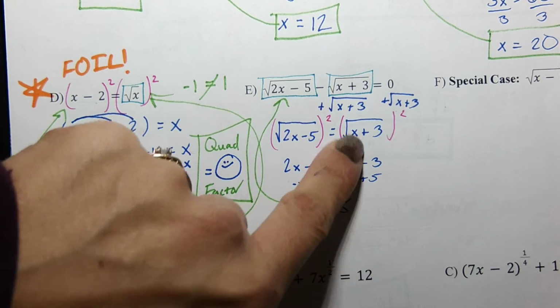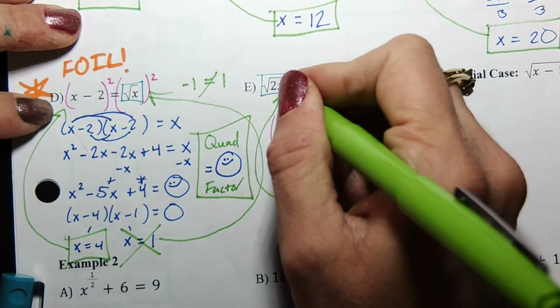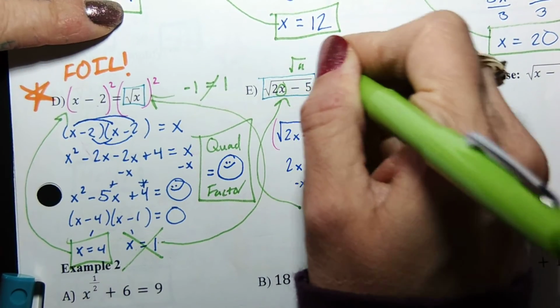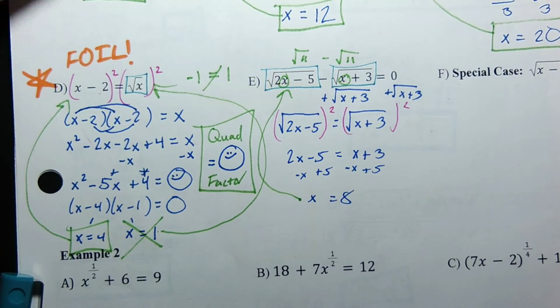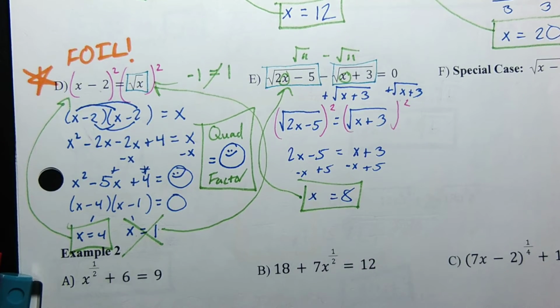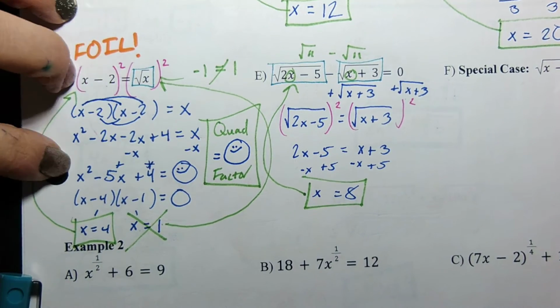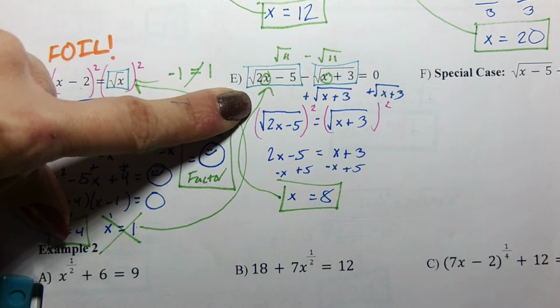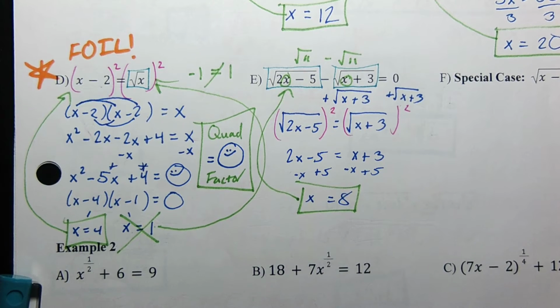And then plugging in 8 to the other square root. 8 plus 3 is 11. So square root of 11 minus square root of 11, that is indeed 0. So x equals 8 really is our solution. So be careful with the foiling. And if there is more than one radical, put 1 on each side.